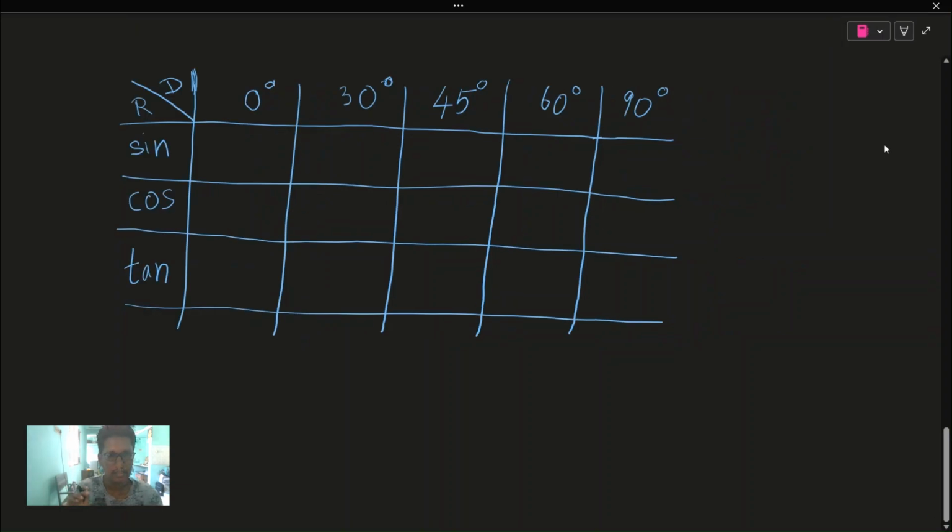So hello everyone, let's resume the trigonometry episode 2. Today we are going to see this ratio degree table, and there is a trick to fill this table very easily. So let's follow that.